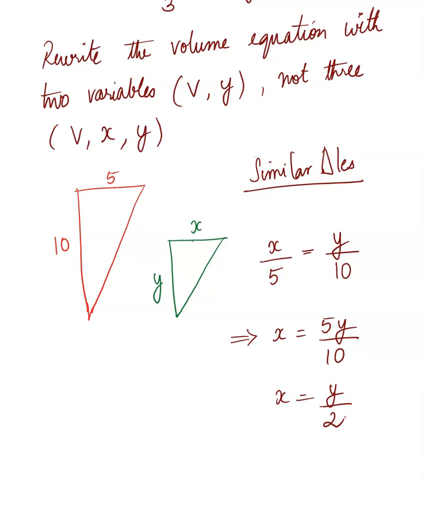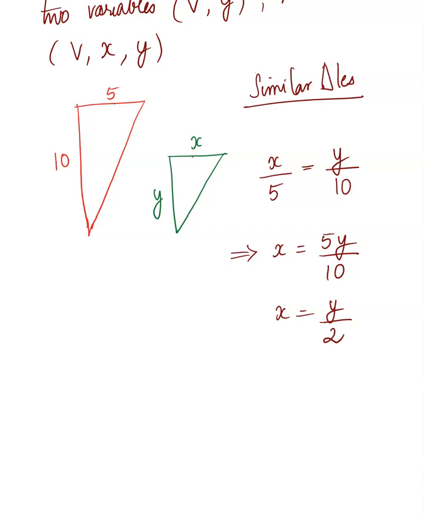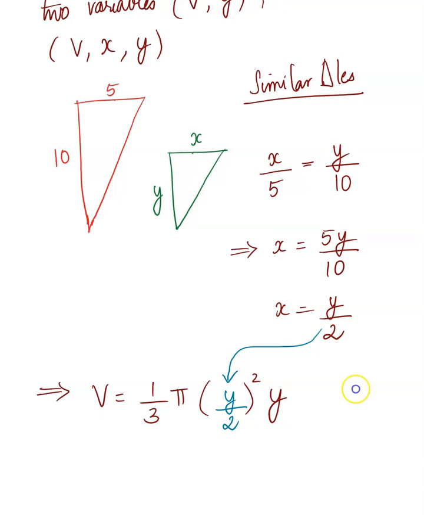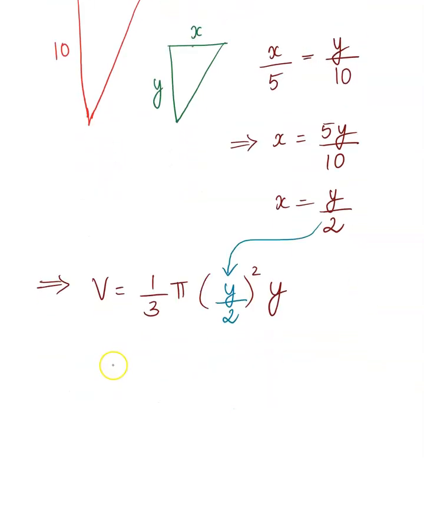Now let's come back and rewrite our volume. Volume is 1 over 3 pi x squared y, isn't it? And your x squared is now replaced by y over 2 squared. So now you've got your equation in V and y. Let's simplify this.